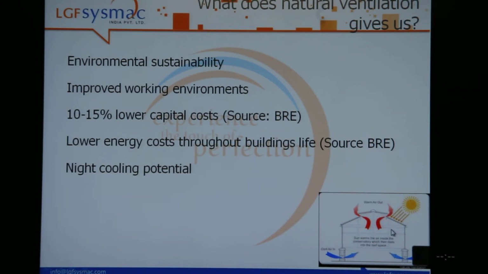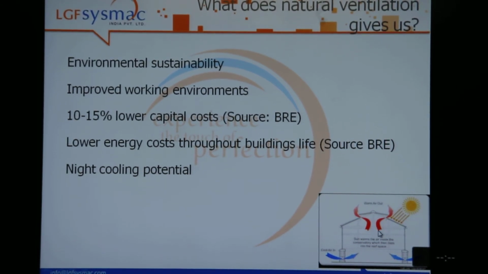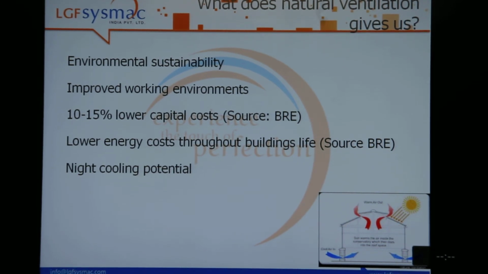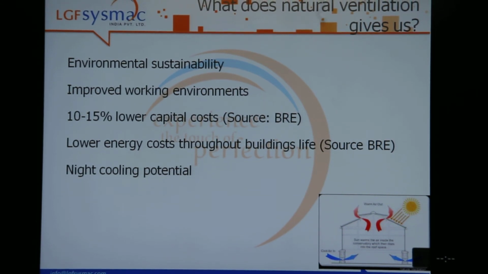It improves the working environment, because due to the lower temperature you can work more easily. You get the reduced temperature and survival is very easy. And there is a 10 to 15% lower capital cost, and lower energy cost throughout the building life. Natural ventilation is the cheapest way to get ventilation. And for night cooling potential, in the night when you open the window, the whole room will be cooled by the atmosphere.